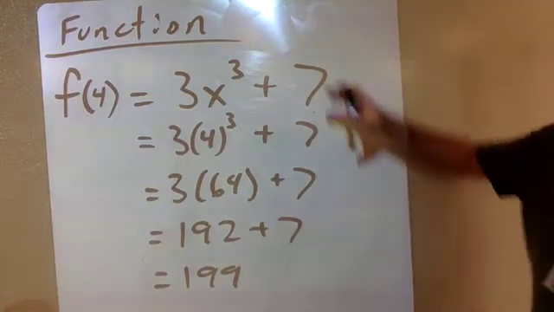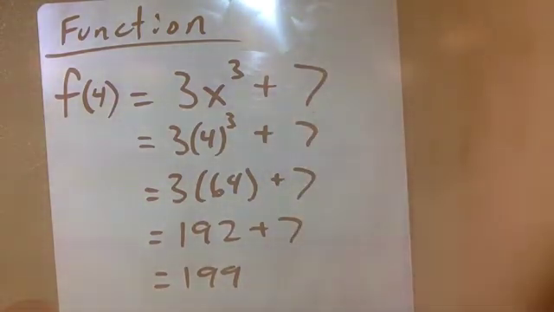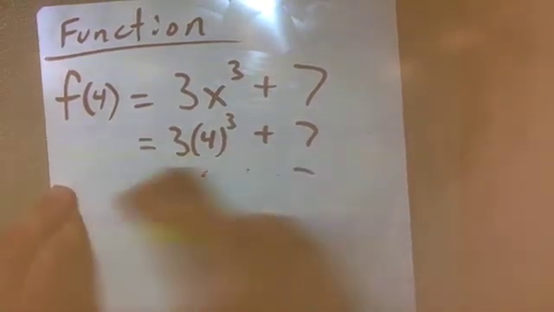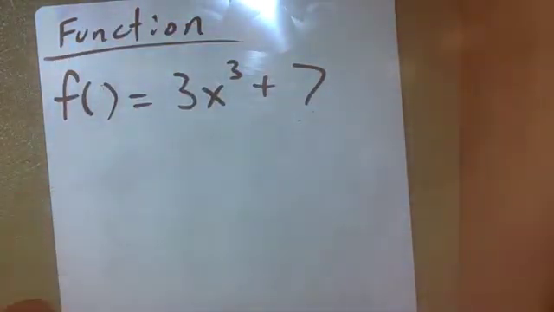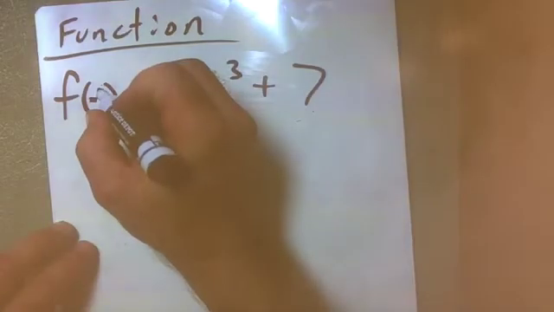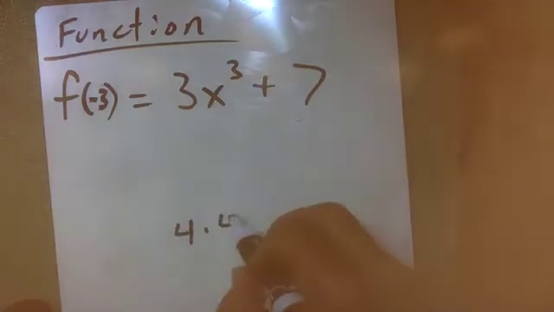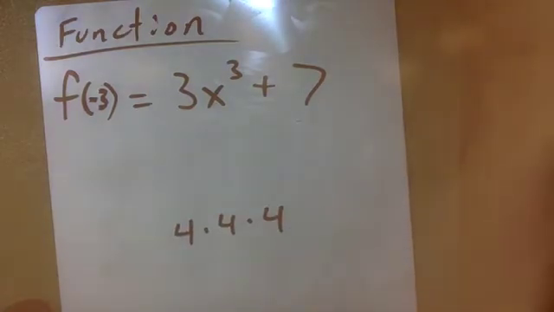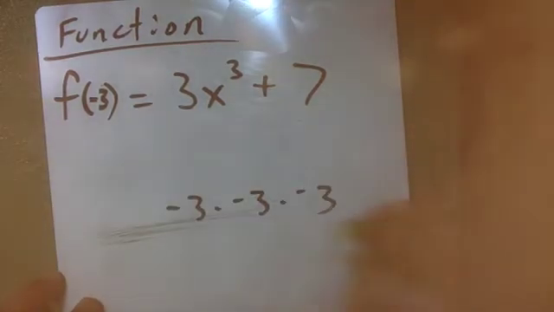All right, this is about the extent of how difficult these problems are going to get. They're going to try and mix you up here when it comes to x to the third power by giving you a negative number to substitute in there. Let's say it's a negative 3. Because just like 4 to the third power was 4 times 4 times 4, negative 3 to the third power is negative 3 times negative 3 times negative 3.